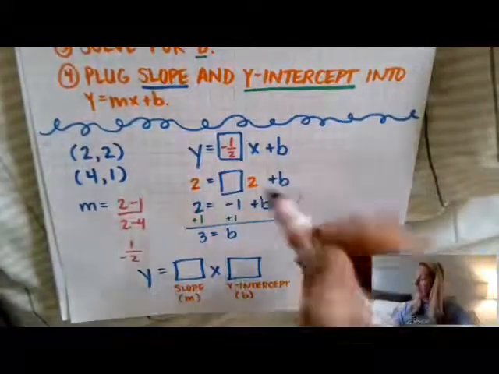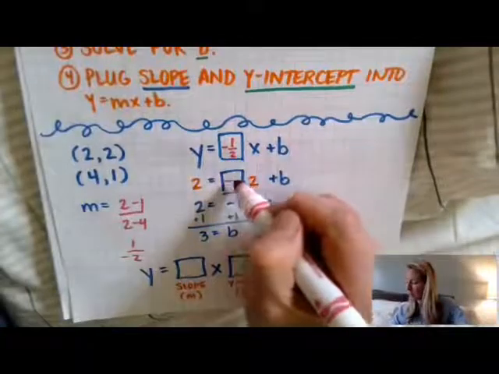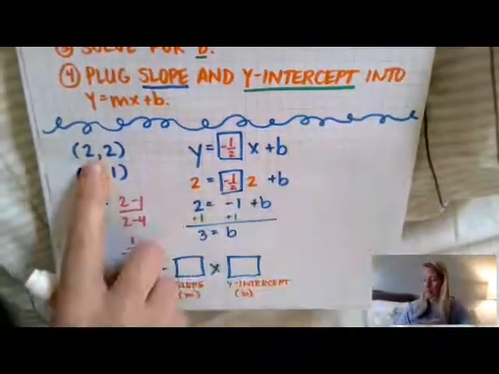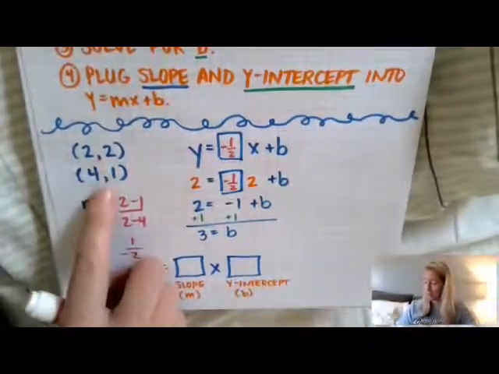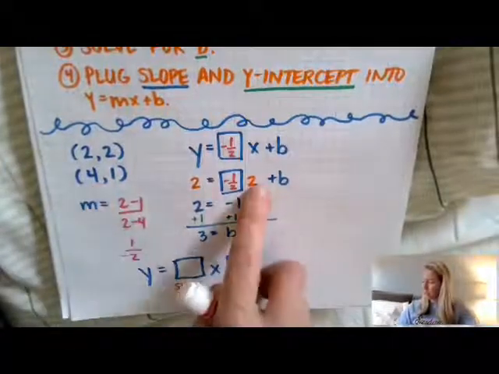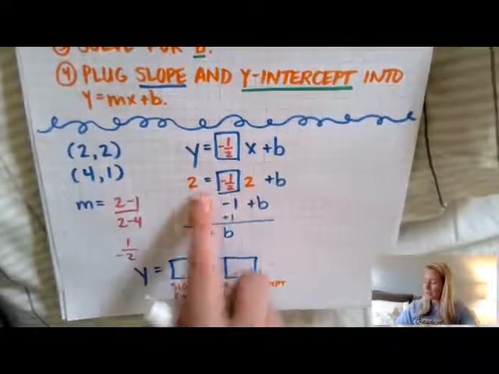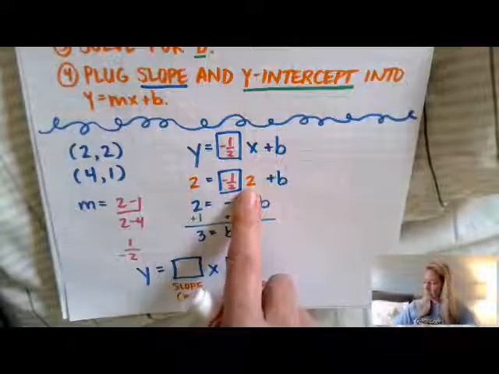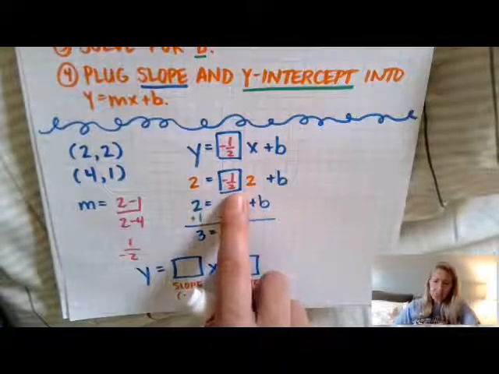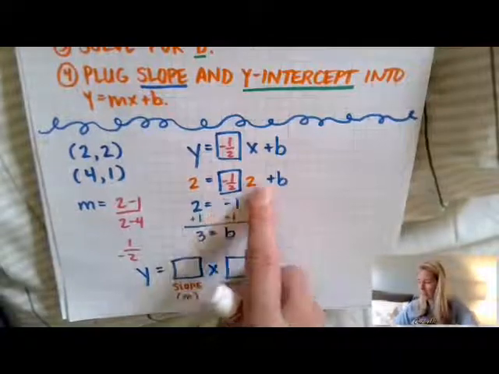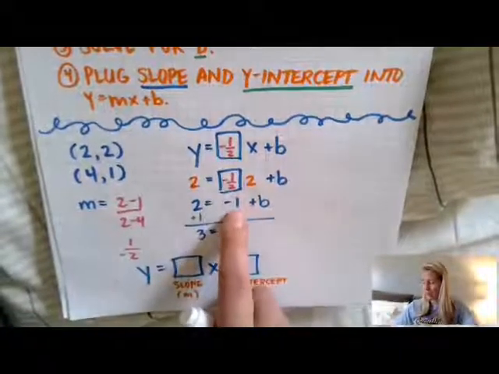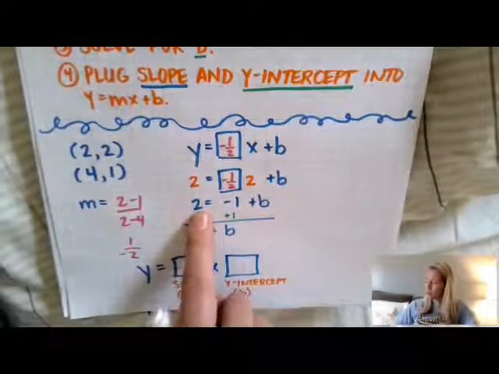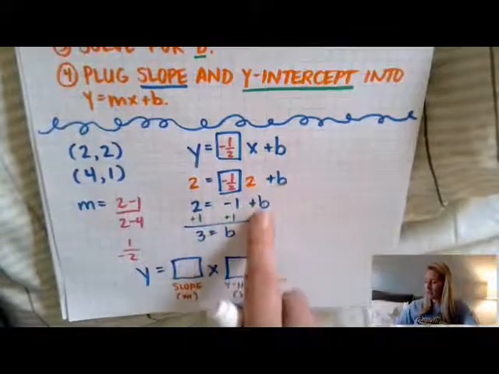Okay? If I plug that in with one of my points, negative 1/2, I'm going to pick the easier one. This one's just 2, 2. I could have picked 4, 1. I could have put 4 here and 1 here. But 2, 2 made my life a little easier. So now I'm going to go ahead and multiply 2 times negative 1/2. You could ask yourself, what's half of 2? And then make it a negative, right? Half of 2 is 1. It's negative 1. So 2 equals negative 1 plus b.